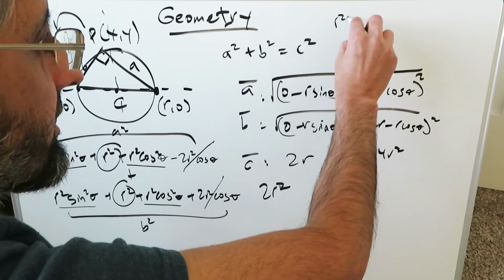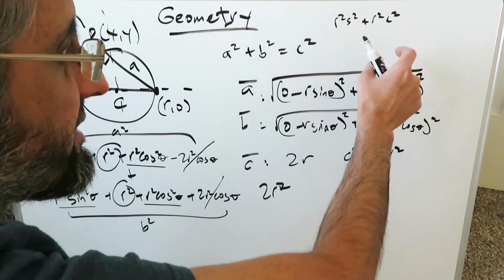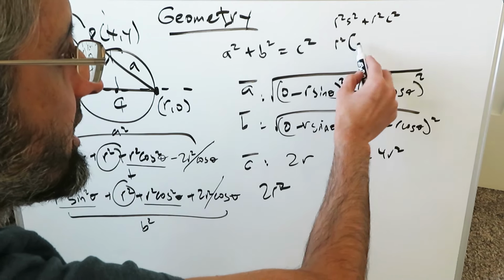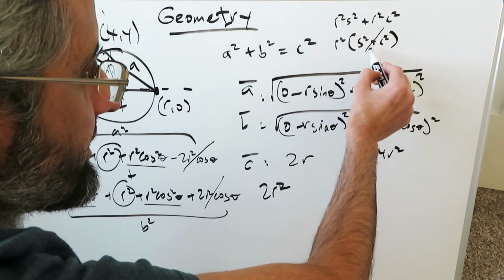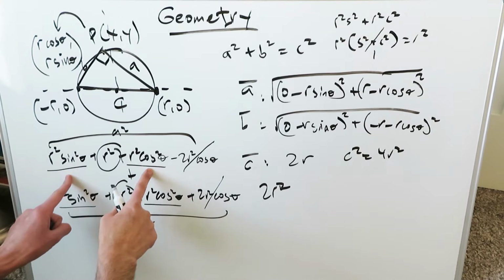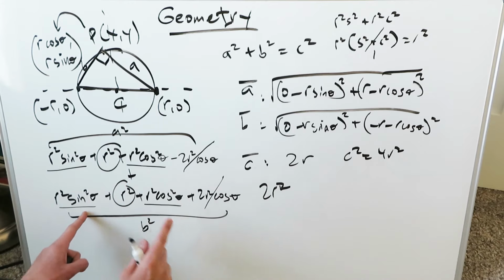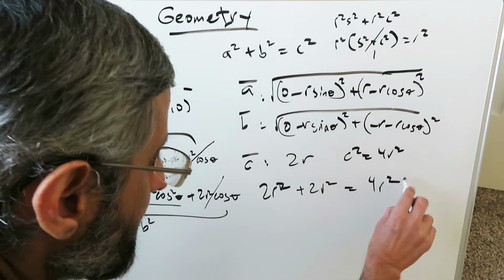You have here an r square sine square theta plus r square cosine square theta. I'm just using abbreviations. Isolate the r square. You'll have a sine square plus cosine square. But by means of a trigonometric identity, this is equal to 1. You are left with only r square. From this here I'm getting a single r square. From this here I'm getting another single r square. That's another 2r square, and it should equal 4r square.